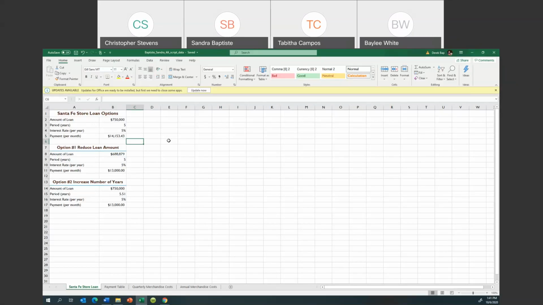So you've come to the bank, you've asked for this information, and then you say, is there any way I can see different interest rates maybe? Well, let's do that. Let's help this person by figuring out different interest rates. So we're going to go to the next sheet. It's called payment table.